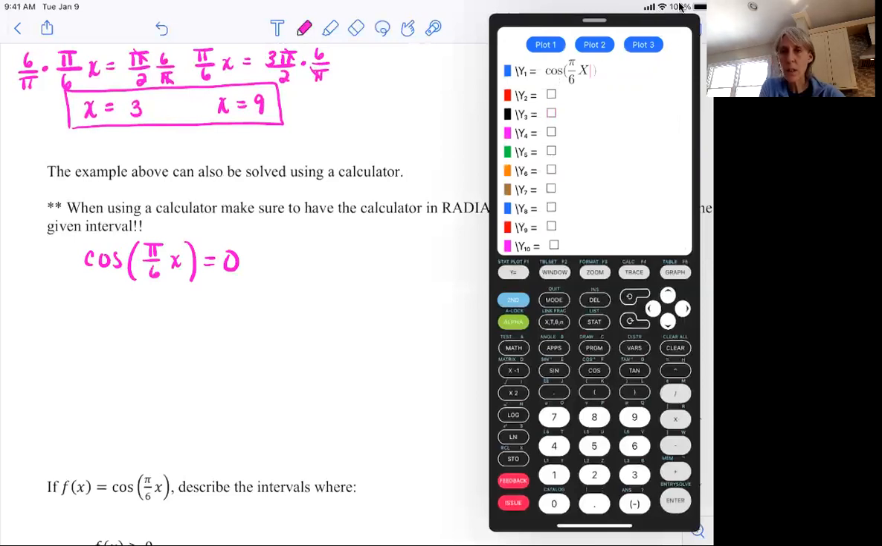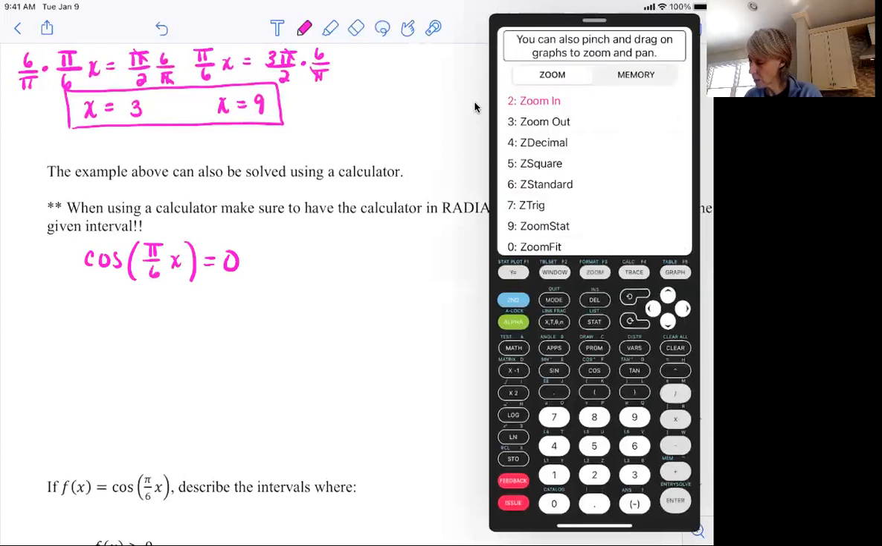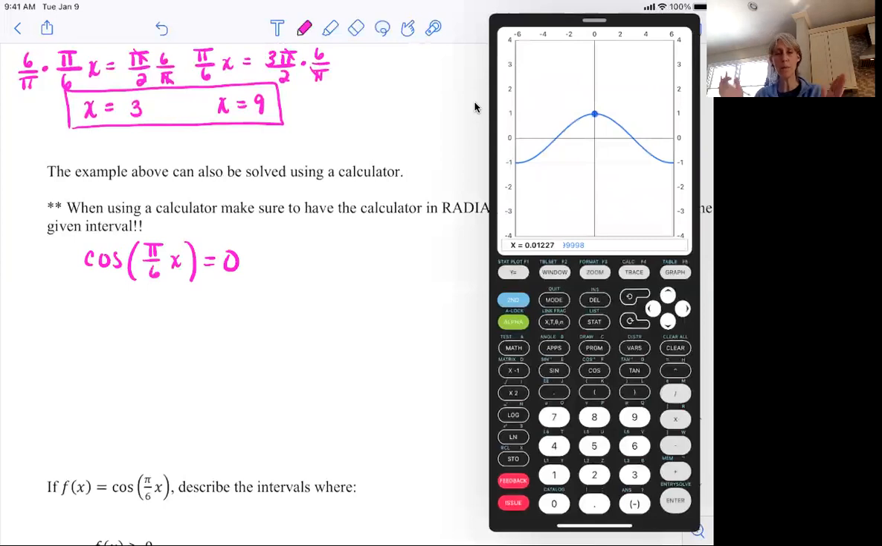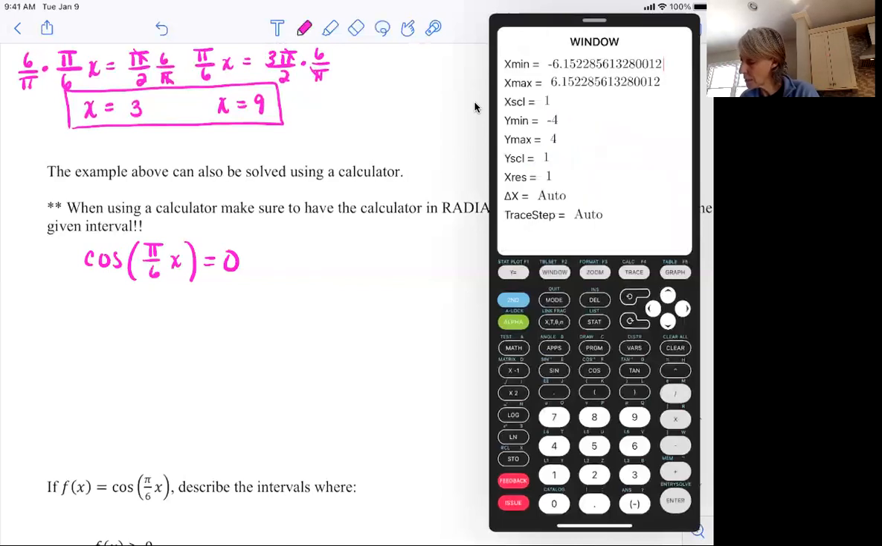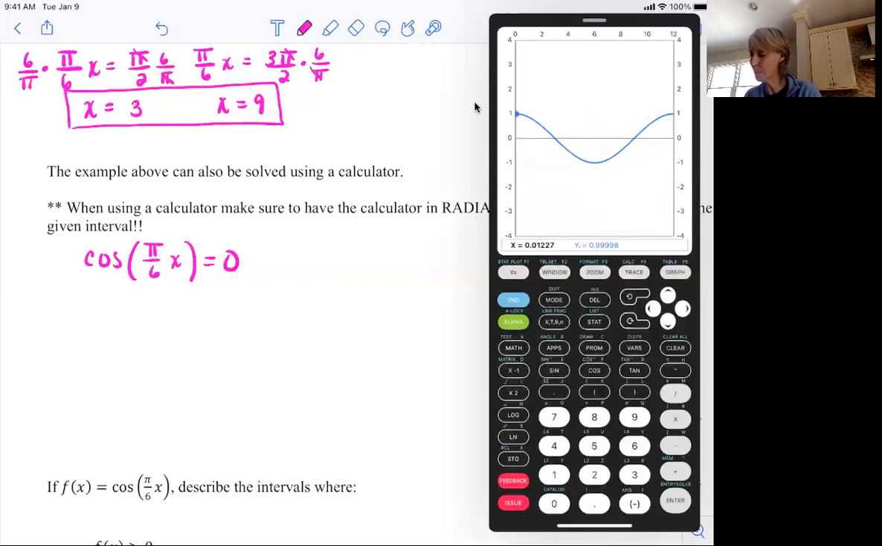I don't know if my face is in the way. So I have cosine pi over 6x. I'm in radian mode. And if I'm not given an interval, I'm just going to graph this on Zoom 7. However, in this equation, we were told that we want to be on the interval 0 to 12. So I'm just going to adjust that so I get my picture. So you can see there, you're actually solving for 2 x-intercepts.